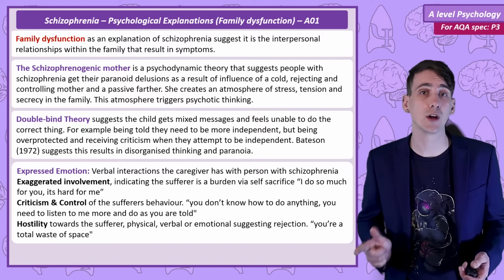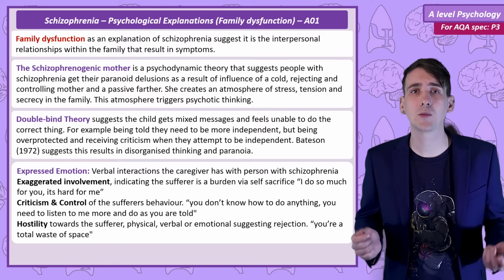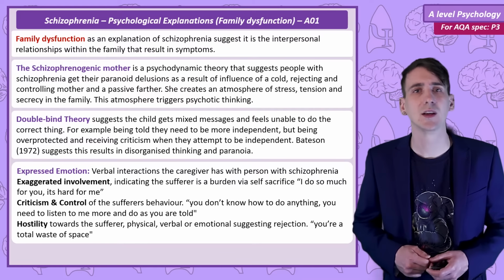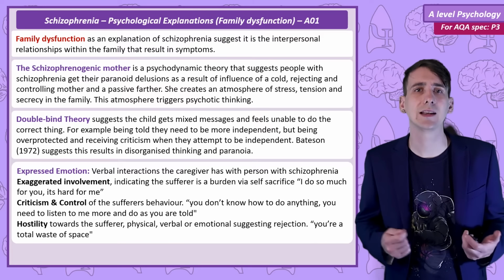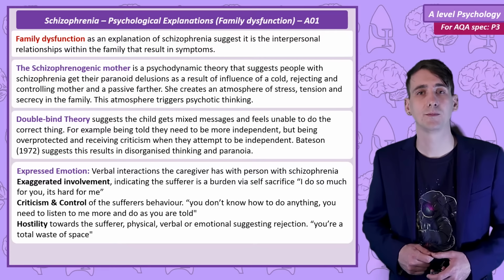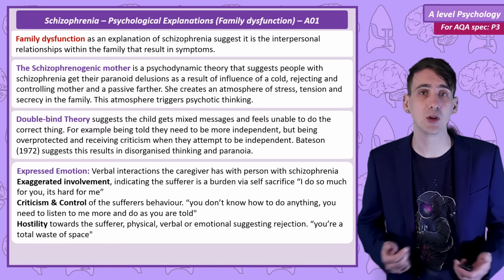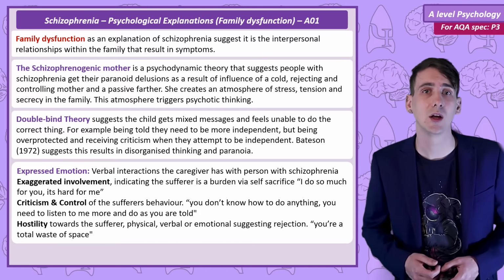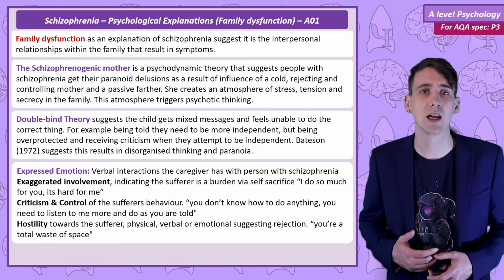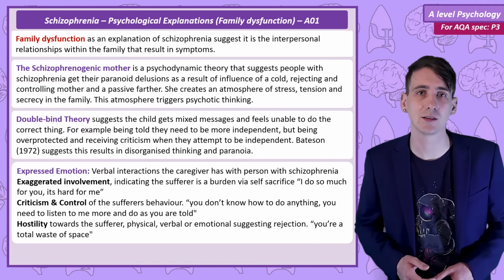Another aspect is criticism and control. So we would expect to see the caregiver say things such as, "You don't know how to do anything. You need to listen to me more and do what you're told." And finally, hostility. This is when the sufferer would receive abuse, verbal or even physical, but generally experiencing rejection, hearing things like, "You're a total waste of space."